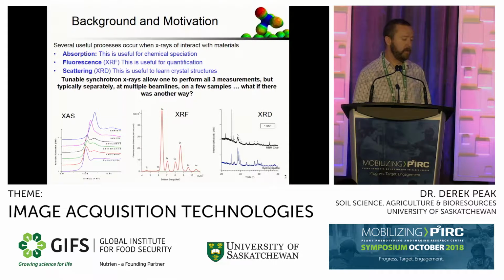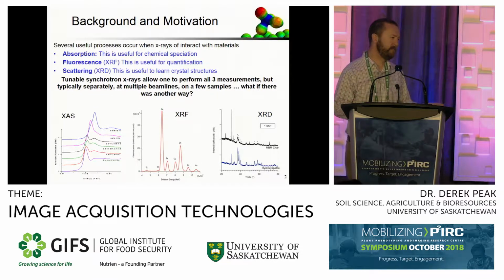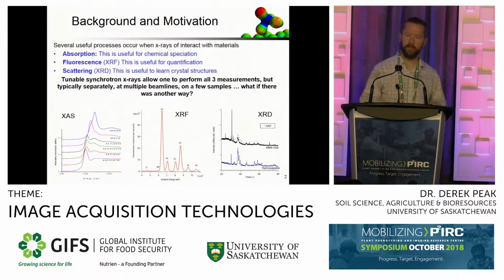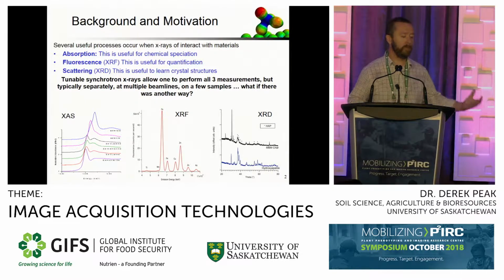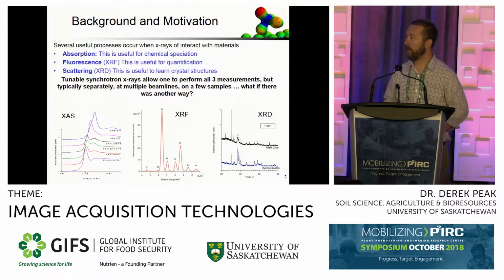The elemental composition you can learn via X-ray fluorescence, so you can do quantitative analysis. Chemical speciation in the form of elements you can learn with X-ray absorption, and mineralogy and crystallinity you can determine from X-ray diffraction. And because synchrotrons produce tunable X-rays, you can do all three of those measurements, but they're typically done separately at different beam lines at different times in a fairly low throughput manner. And so what we've been working on is what if there were a better way where you could get all of the information, sort of the overall crude fingerprint of the chemistry of your samples, in a short period of time.